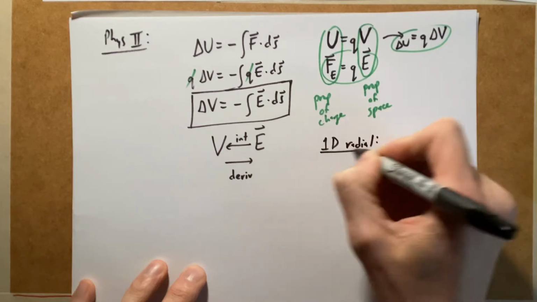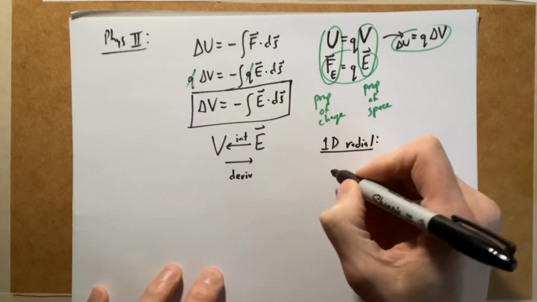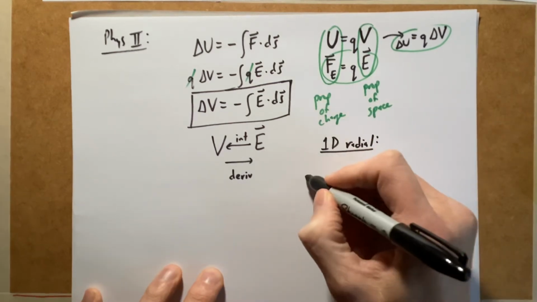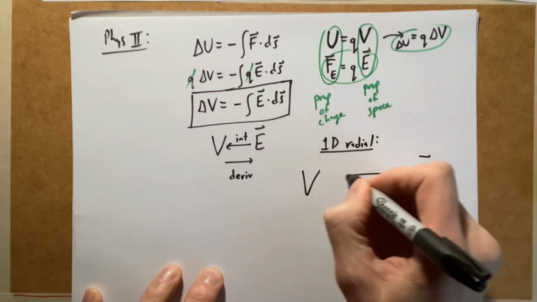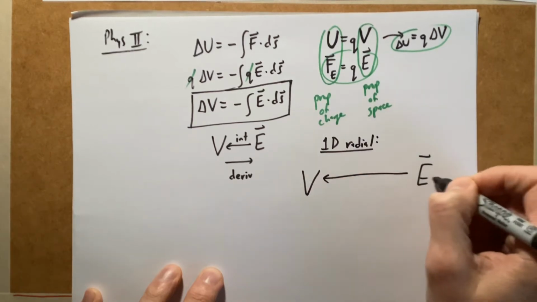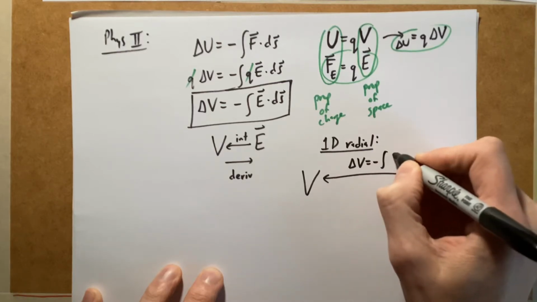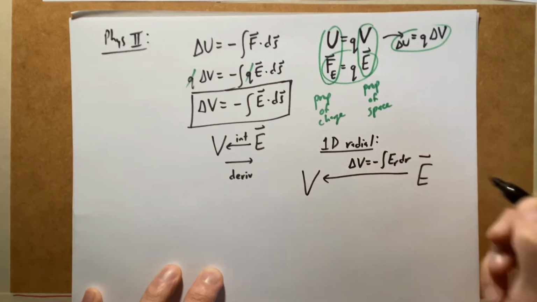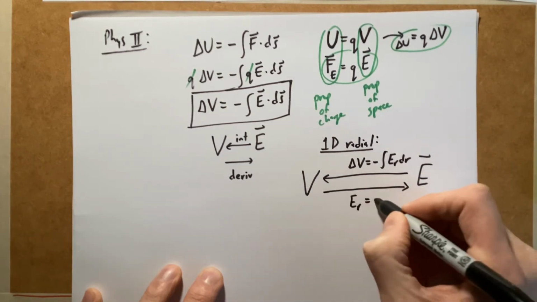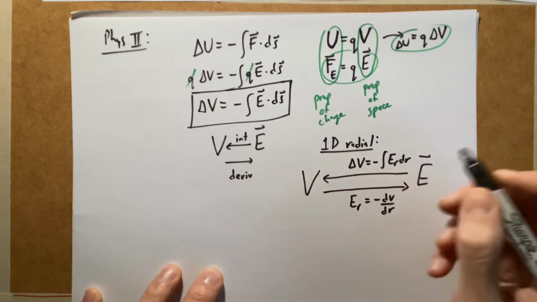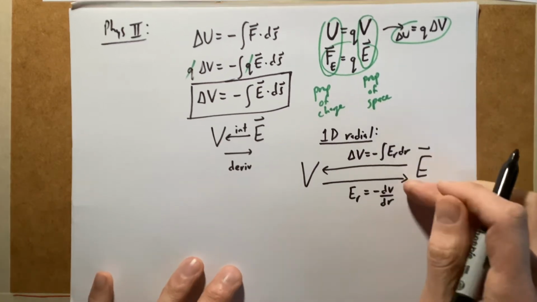We can do this in the 1D radial direction, which of course is what we've been working with a lot. So if you want to go from electric field to voltage, that's the integration direction, that looks like this, the integral of E_r dr, and going back the other way, it's just the negative derivative. That's what we'll work with most.